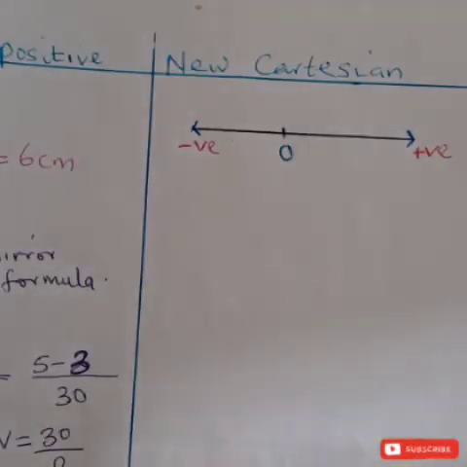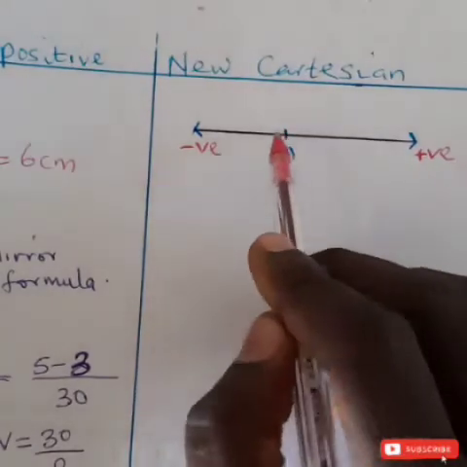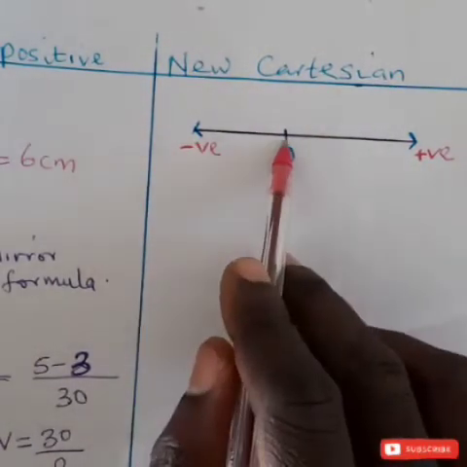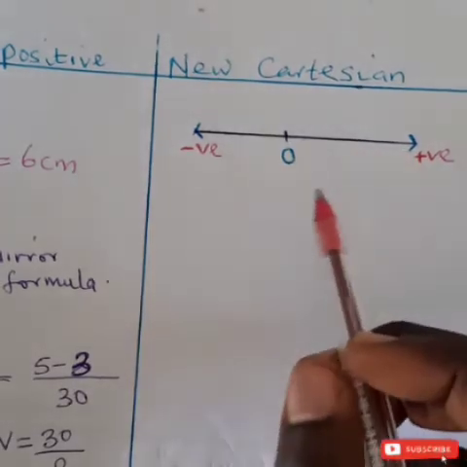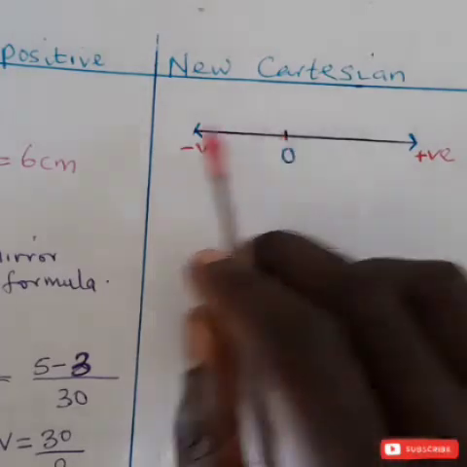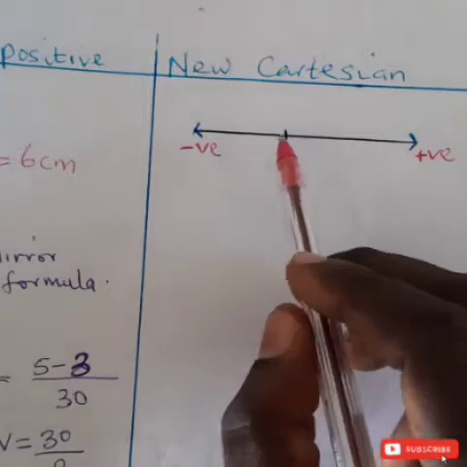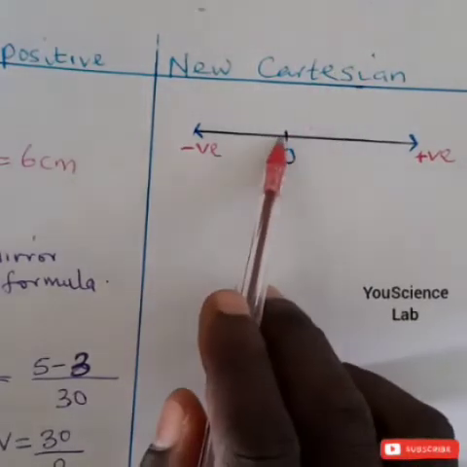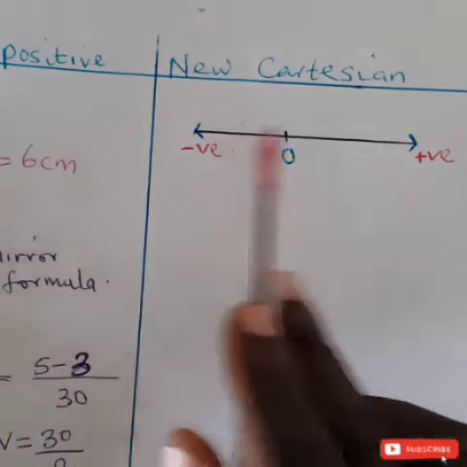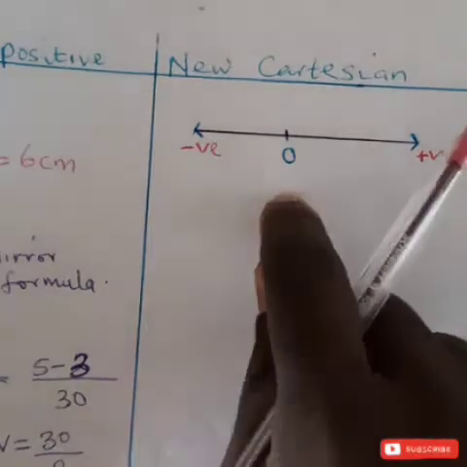Now with the new Cartesian method, consider this number line with the 0 point here. All distances to the left are negative, while all distances to the right are positive. Now assuming our mirror is placed here, then we consider the distance to this side of the mirror to be negative and this side to be what? Positive. Now from our rule, all distances to the left are taken to be negative and all distances to the right are taken to be what? Positive.